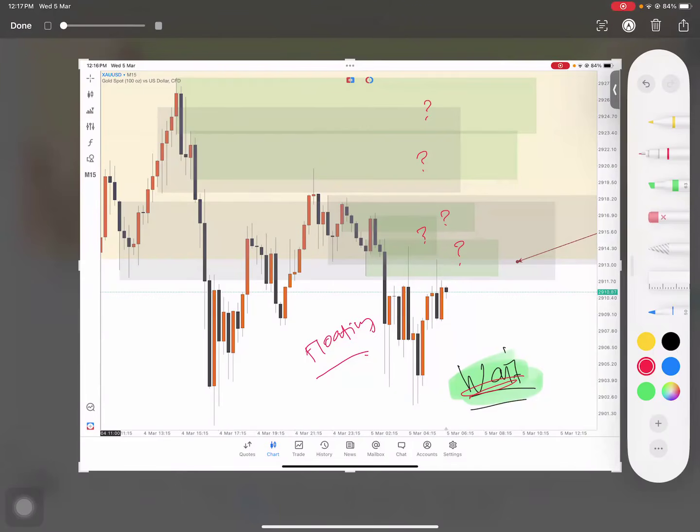You have to wait. Okay? Understand? After we put the zone, what should I do? After price comes to the zone, what should I do? I will straight away entry. Why do I straight away entry? Because it's already M15. It's a small time frame already.